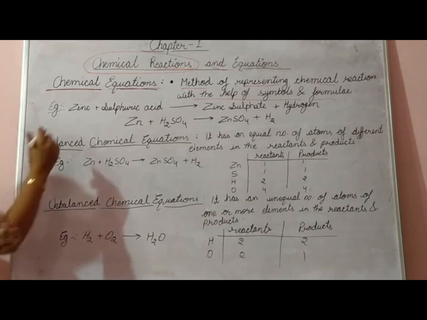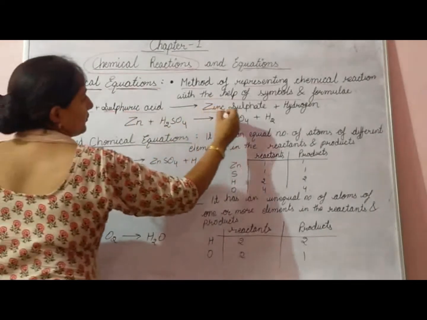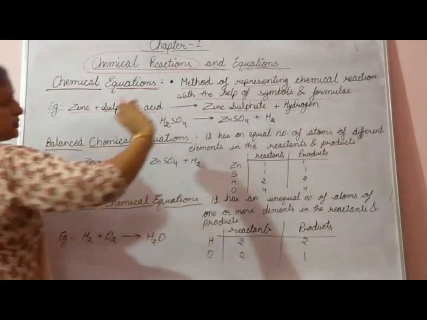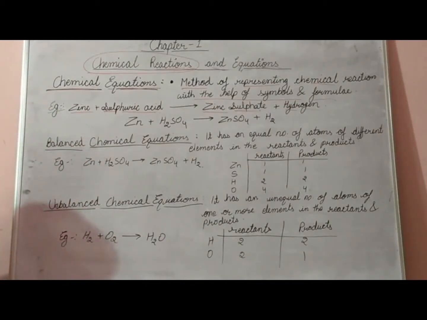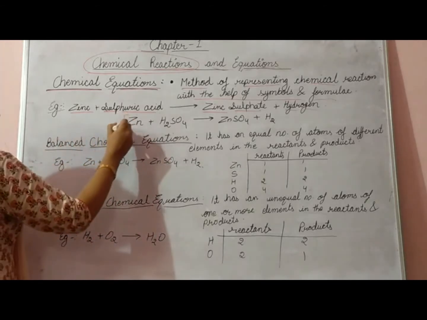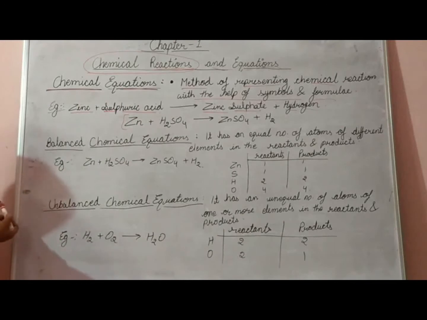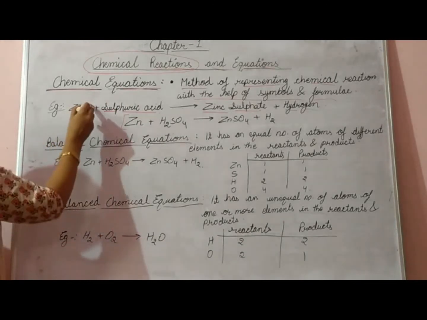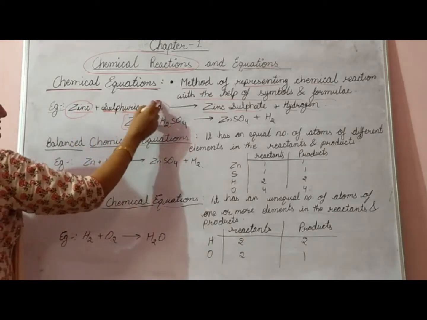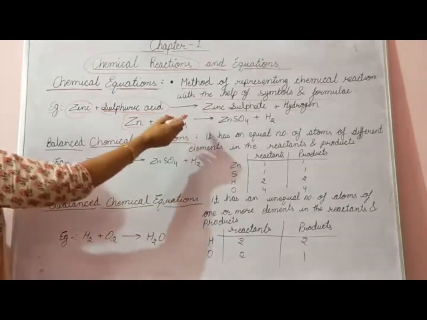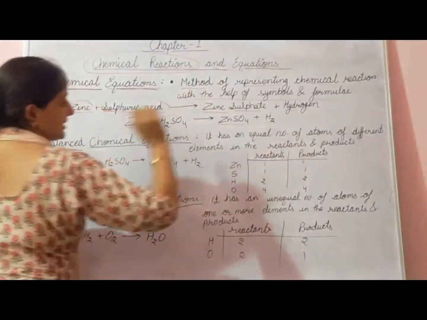Let's take one example. For example, the reaction between zinc and sulfuric acid will lead to the formation of zinc sulfate and hydrogen. Now, how can we represent this chemical reaction with the help of chemical equations? Here, in chemical equations we use symbols and formulas to represent chemical reactions. We know that the symbol for zinc is Zn. The formula for sulfuric acid is H2SO4. Zinc sulfate is ZnSO4 and hydrogen is H2.